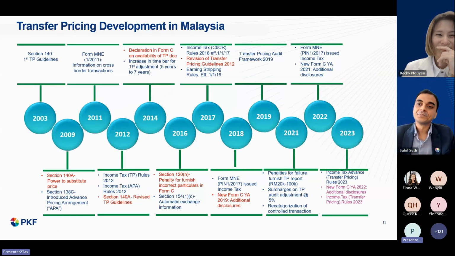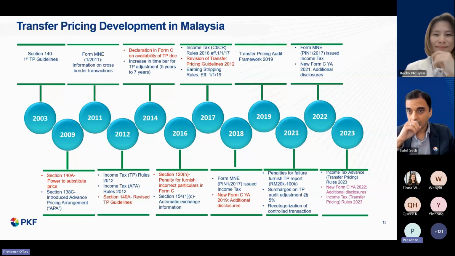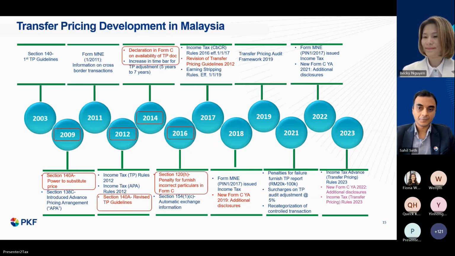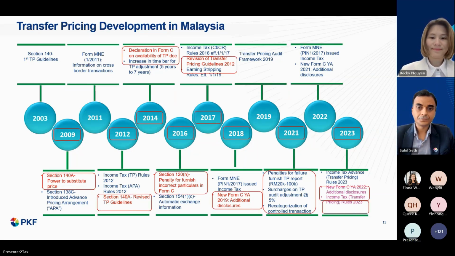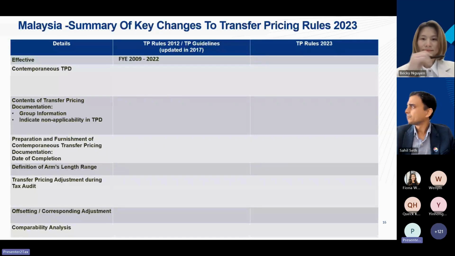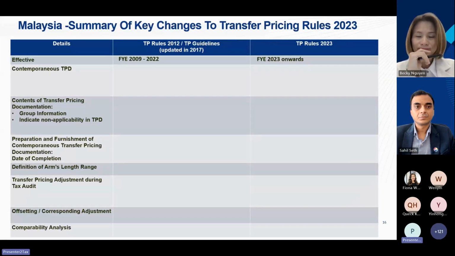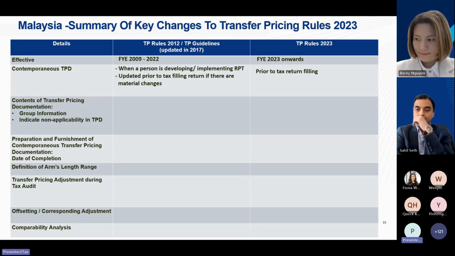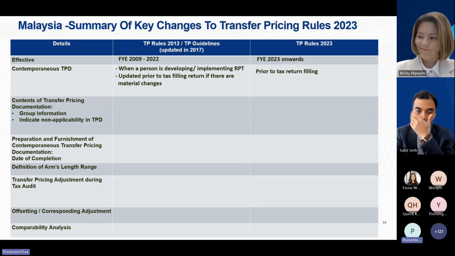Okay, as you can see here, the landscape in Malaysia, 2023, is a recent update on the new rules. Okay, let's look at the update. From 2023 onwards, there is a requirement for a new contemporaneous transfer pricing report to be submitted prior to submission of the tax return.